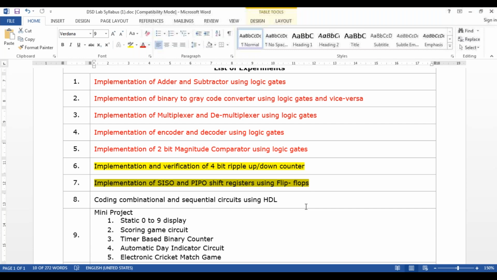Students, note down the next experiment: implementation of serial in serial out, SISO, and parallel in parallel out, PIPO, shift registers using Logisim software. Have you all noted? Students, have you all noted the next experiment title?